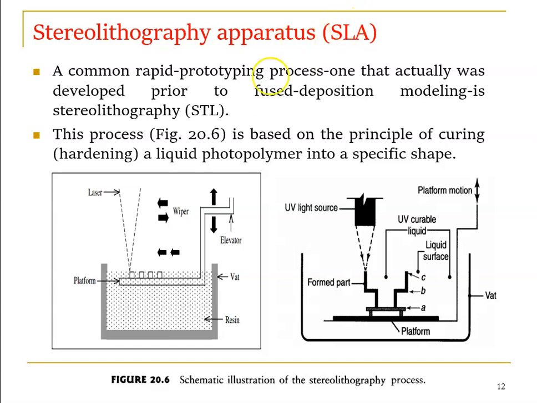A common rapid process, one that was actually developed prior to fused deposition modeling, is stereolithography. So before the invention of fused deposition modeling, SLA was invented. This is the first process they consider as 3D printing: from raw material as a liquid, convert it into a 3D model. This process is based on the principle of curing. Curing is a liquid photopolymer process.